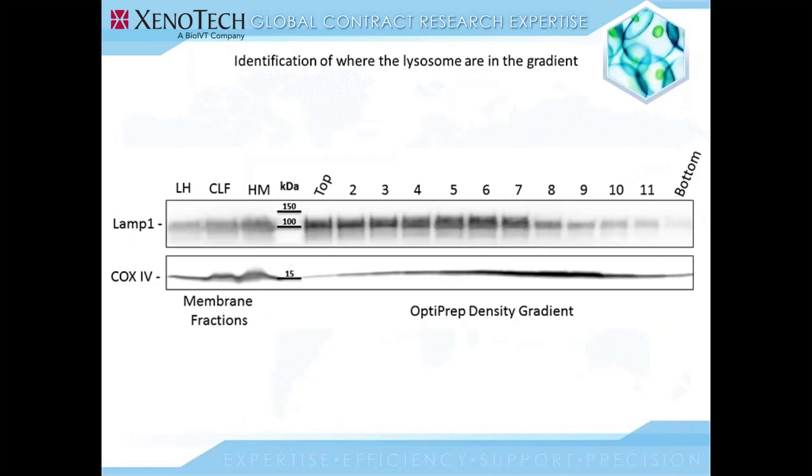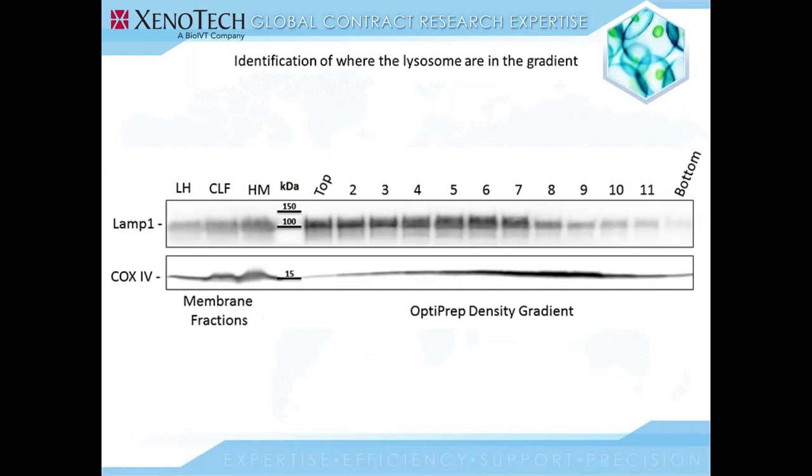So we've also characterized these by Western blot. We've done the enzymatic activity, and we looked at where in the gradient LAMP1, which is a lysosomal membrane protein, fractionates. And we've also looked for COX-4 activity expression.